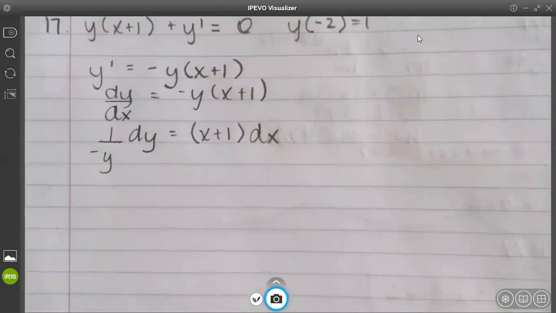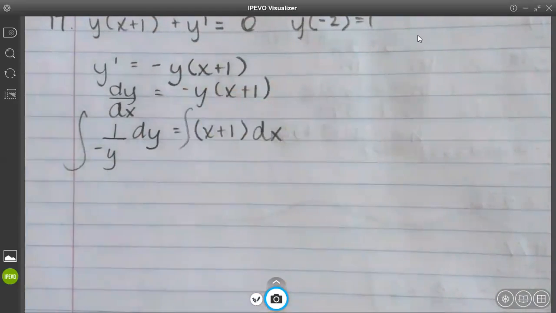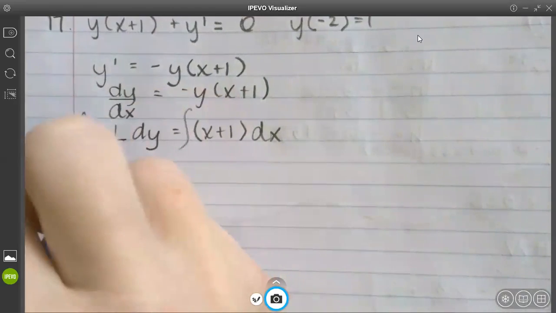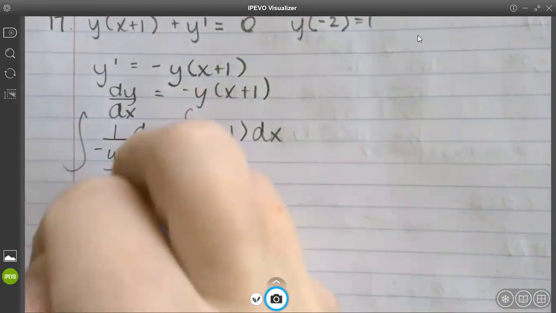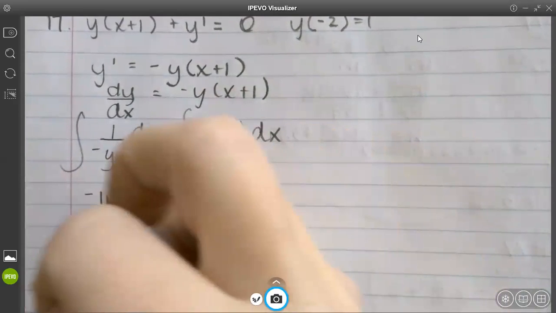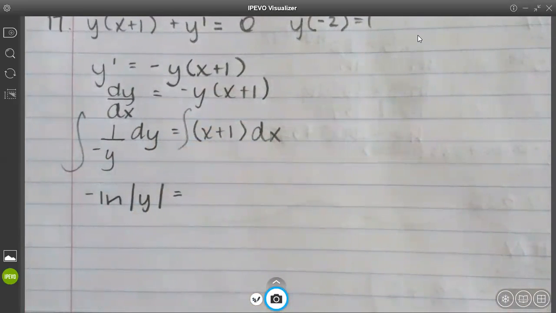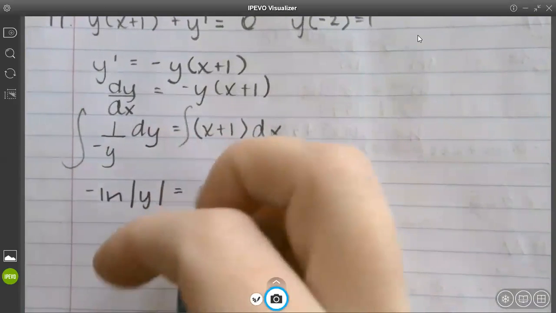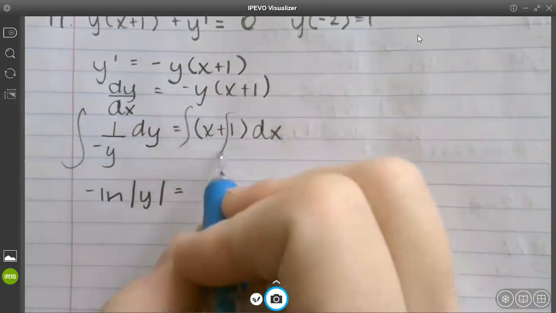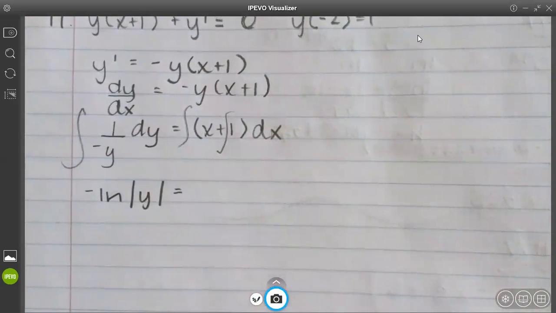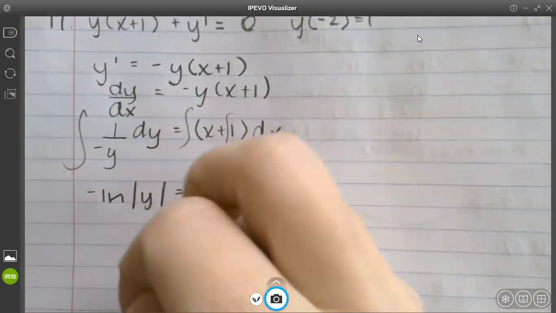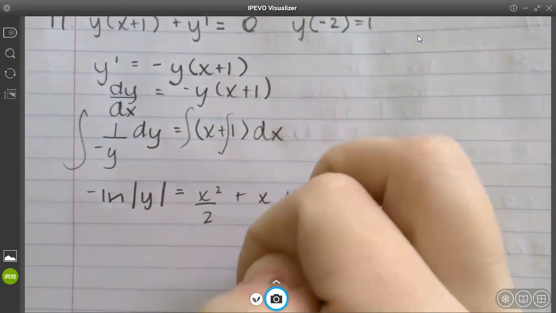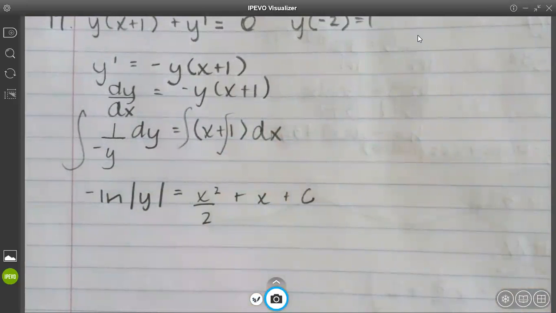So then what do I have when I integrate? Negative ln. It's okay. I have a negative. It's okay. And we get? Can we integrate x? Remember, you got to do them separate. x squared over 2 plus, let's see.